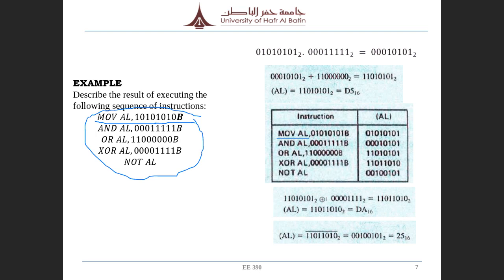Because it is immediate to register, 01010101. But if we make AND AL, 00011111, what will happen? AL is now changed. AL value is this one, okay? So now we do the logical AND operation of AL with this number, 00011111.